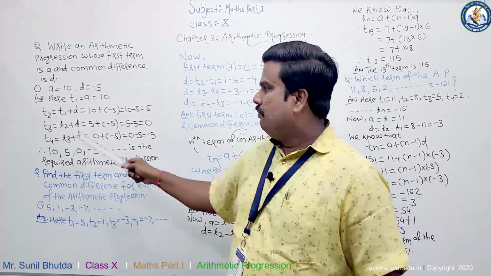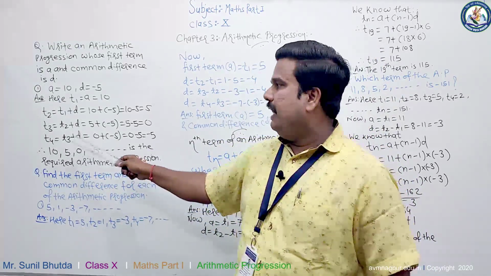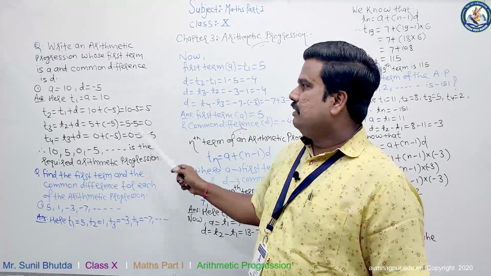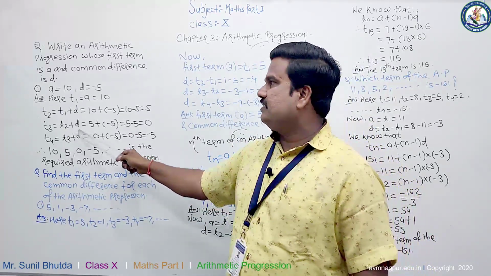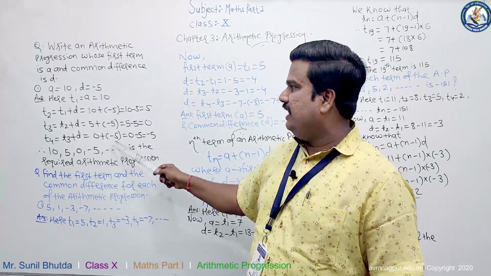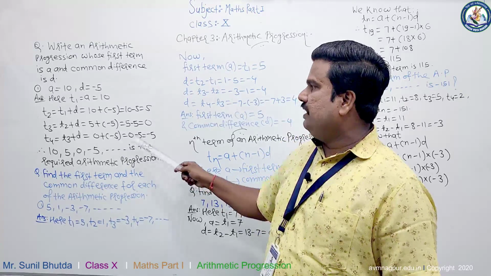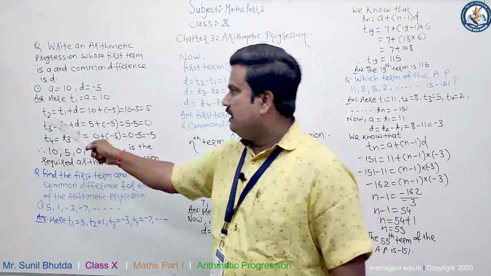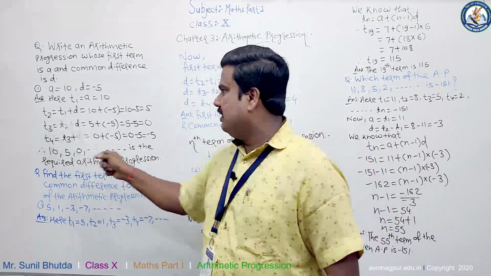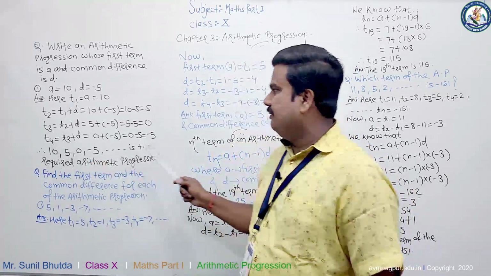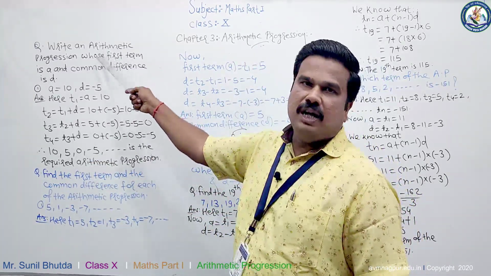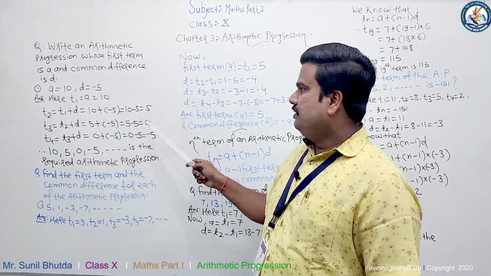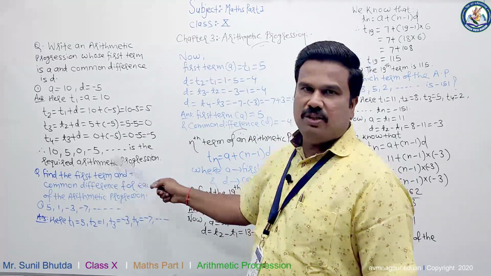Now find out the fourth term. The fourth term can be calculated by adding the third term and the common difference. The third term is 0 plus the common difference, minus 5. Plus into minus will give minus 5, and 0 minus 5 will give minus 5. What is our first term? 10. What is our second term? 5. What is our third term? 0. What is our fourth term? -5. Therefore, our required arithmetic progression is 10, 5, 0, -5, dot, dot, dot, up to infinity.